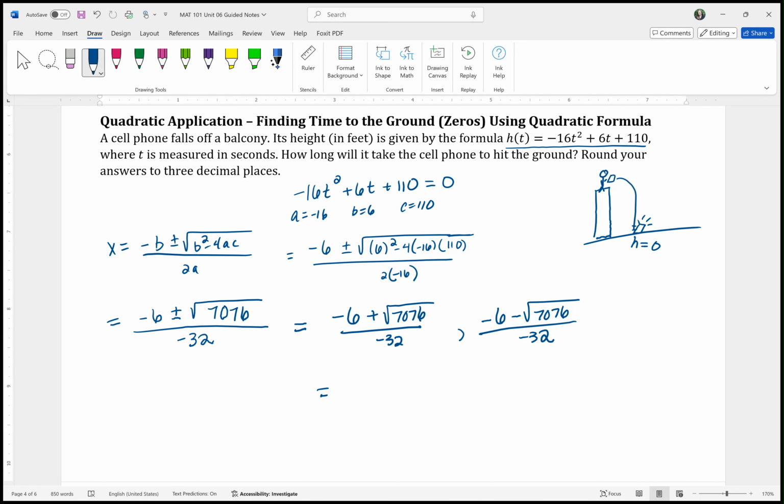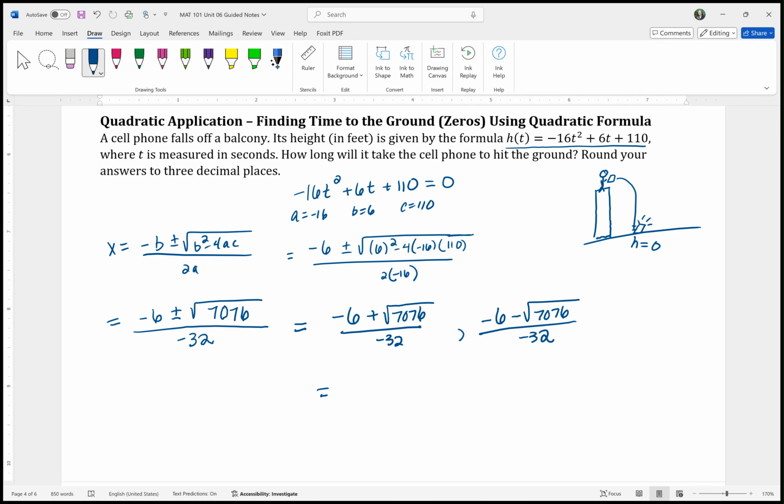Normally we would just stop with the radical and simplify it, but here we need practical numbers. We need to know how long, how many seconds. So we need actual decimals, and this allows us to do it in the most accurate way possible. One other quick note: in your calculator, I recommend entering negative 6 plus the square root of 76 and hitting enter at that point, then dividing by negative 32. Otherwise, the calculator is going to give you the wrong answer.